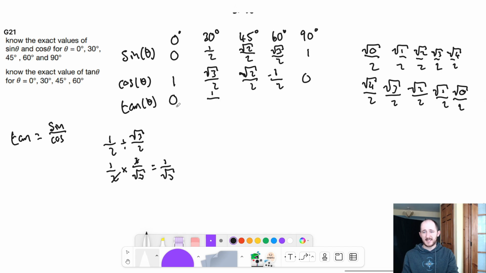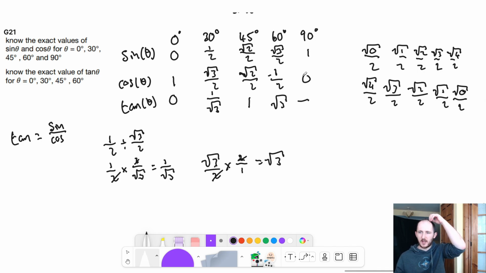Okay. Does this take a bit of time? Absolutely, but it's kind of guaranteed. Root 2 over 2 divided by root 2 over 2 is 1, right? Root 3 over 2 divided by a half will just give me root 3. Again, for the same reasons. Root 3 over 2, we keep, change, flip, so that would be times 2 over 1. So then that would just become root 3. 1 divided by 0 is just undefined, okay? So you didn't actually need the 90.